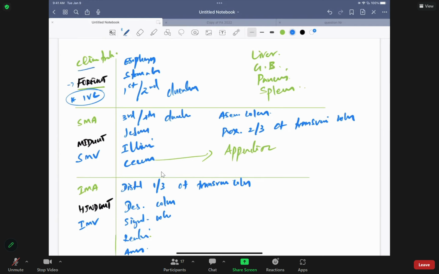Is everybody clear, folks? So that chart needs to be memorized first. That's your first task when it comes to GI. Is everybody clear? Go ahead and copy this.